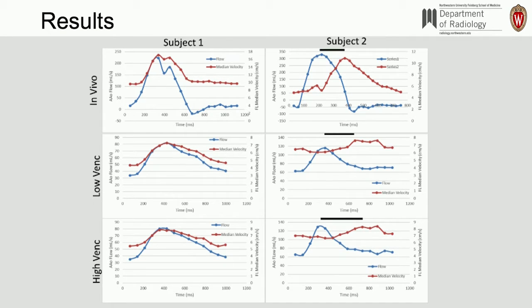You can see here the in vivo studies, the top row, and then the low and high Venc studies are the middle and bottom rows. And the red line there is median velocities in the false lumen. The blue line is peak aortic flow rate. And you can see the parameters between all 3 sets of data, the trends are quite similar while some of the raw numbers are different.